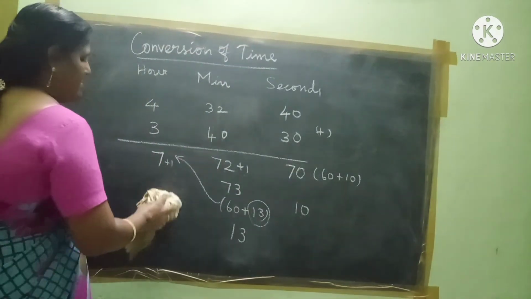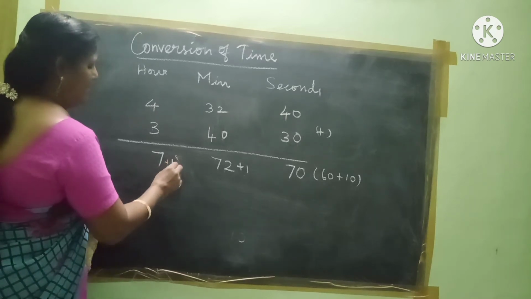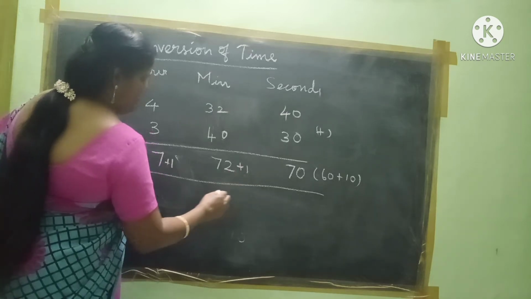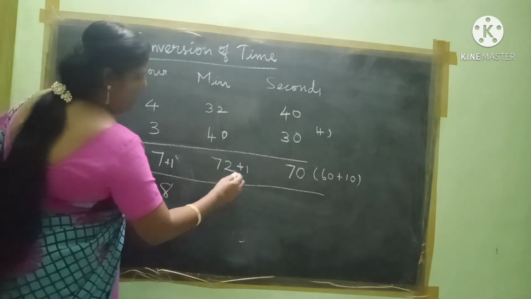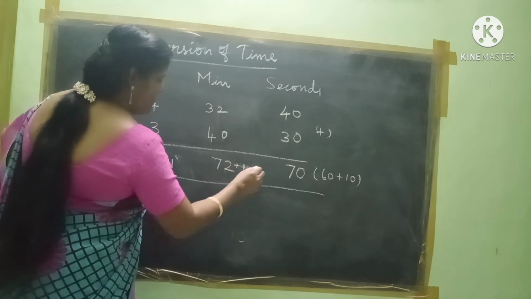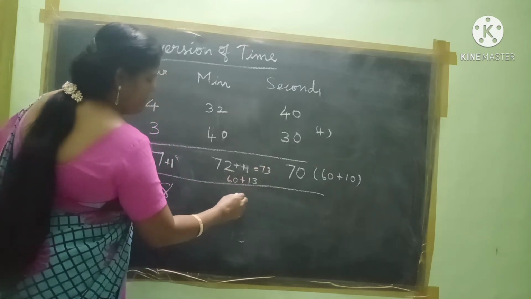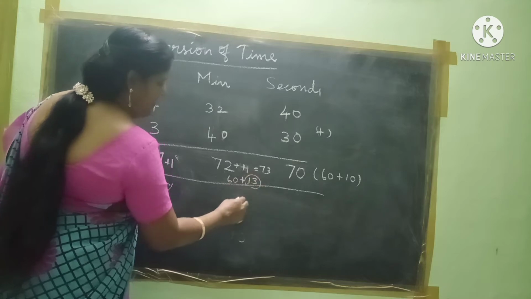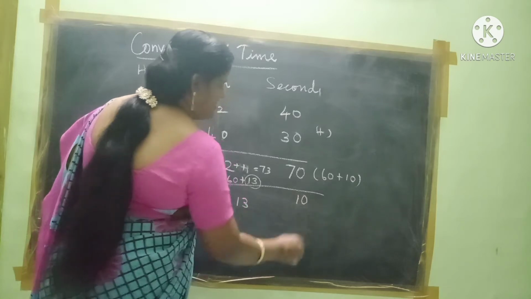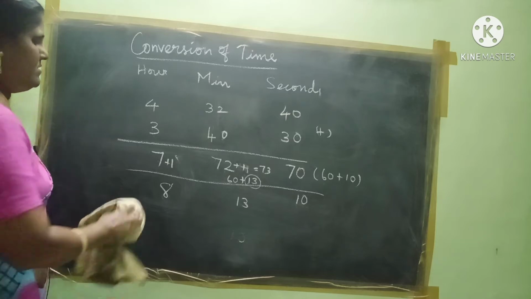seconds. What is the correct answer? If you add it all, the answer is 8 hours. 30 minutes are remaining, and here 10 seconds are remaining. That is the answer. Shall we go for the next one?